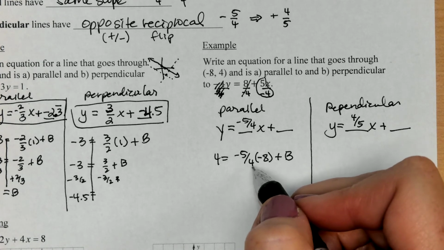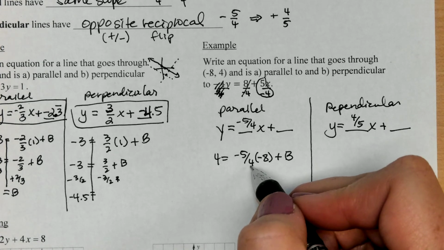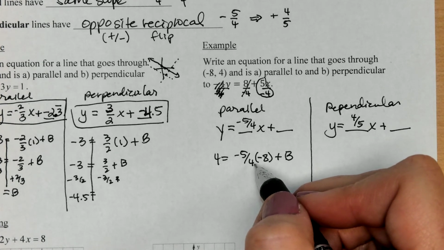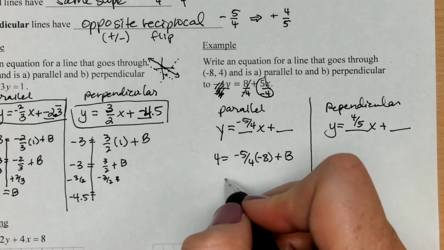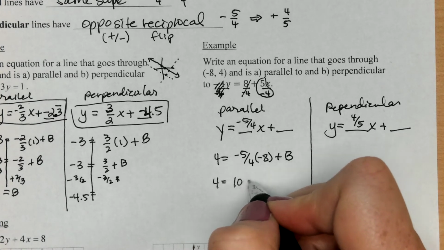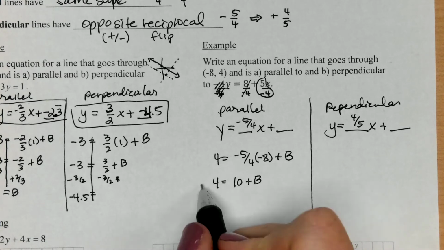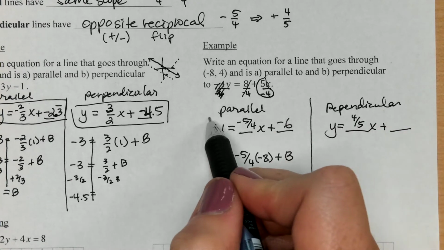And like I said before, if you want to work with these in fractions, that's great. If you want to work with them as a decimal, that's fine too. This one ends up being 10 plus b. So when I subtract that 10 over, I end up with negative 6.